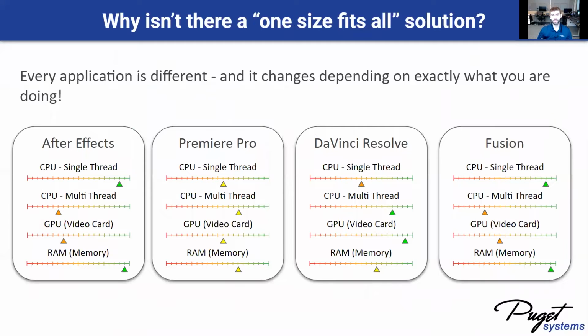The reason why we do all of this work is because there's really not a one-size-fits-all. That's why we have an After Effects recommendation system, and one for Premiere, and one for DaVinci Resolve. It's because each of these applications use hardware differently in slightly different ways.